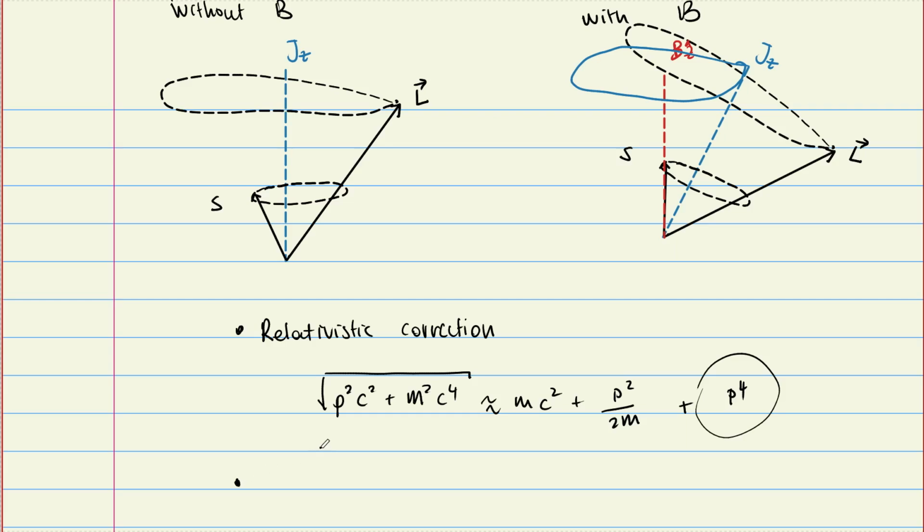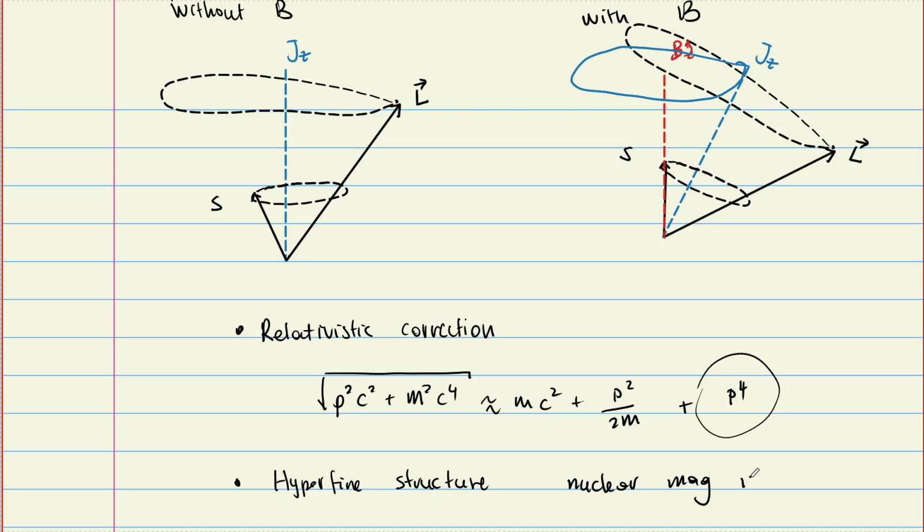Another contribution is the so-called hyperfine structure. So this was the fine structure. We can also consider hyperfine structure. Just like the electron, the nucleus also has a magnetic moment, right? It is also a quantum object. It also has angular momentum, and if it has angular momentum, it has a magnetic moment.